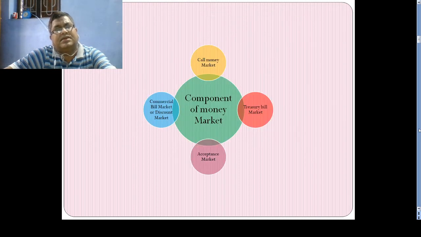Next, if you see the money market components or instruments, there are four major parts, though generally there are some other parts too. One is the call money market, another one is the treasury bill market, another one is the acceptance market, and another one is the commercial bill market or discount market. My dear students, I have revised this. I can say the one is the call money market, another is the commercial bill market or discount market, another is the treasury bill market, and another is the acceptance market.